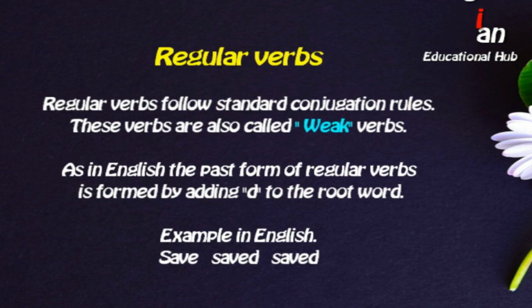Regular verbs follow standard conjugation rules. These verbs are also called weak verbs. As in English, the past form of regular verbs is formed by adding D to the root words. Example in English, save, saved and saved.